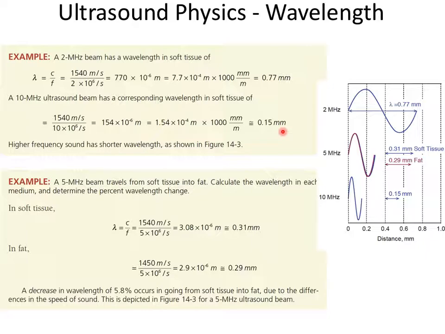And why would we want a shorter wavelength of the sound? Anybody think why you might want a shorter wavelength? Right, spatial resolution. If you can make your sound wave more compact and compressed, you should be able to see things that are closer together. And we'll see how that works out a little bit later. So this will affect resolution.